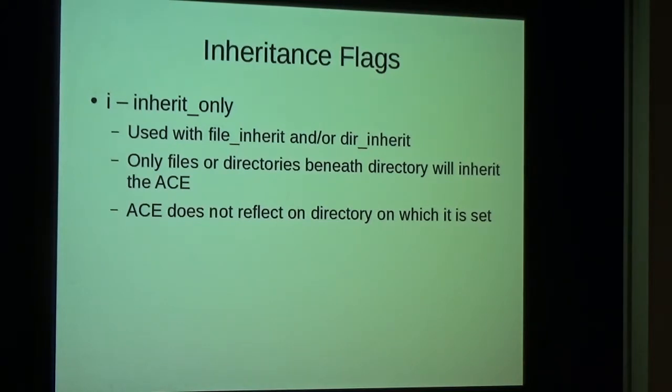So let's say you have a directory and it has a certain set of access permissions, and you don't want that to inherit, but you have a different set of access permissions. It's invisible to that directory. Only files and directories beneath it will inherit that. That's probably the best way I can explain that.